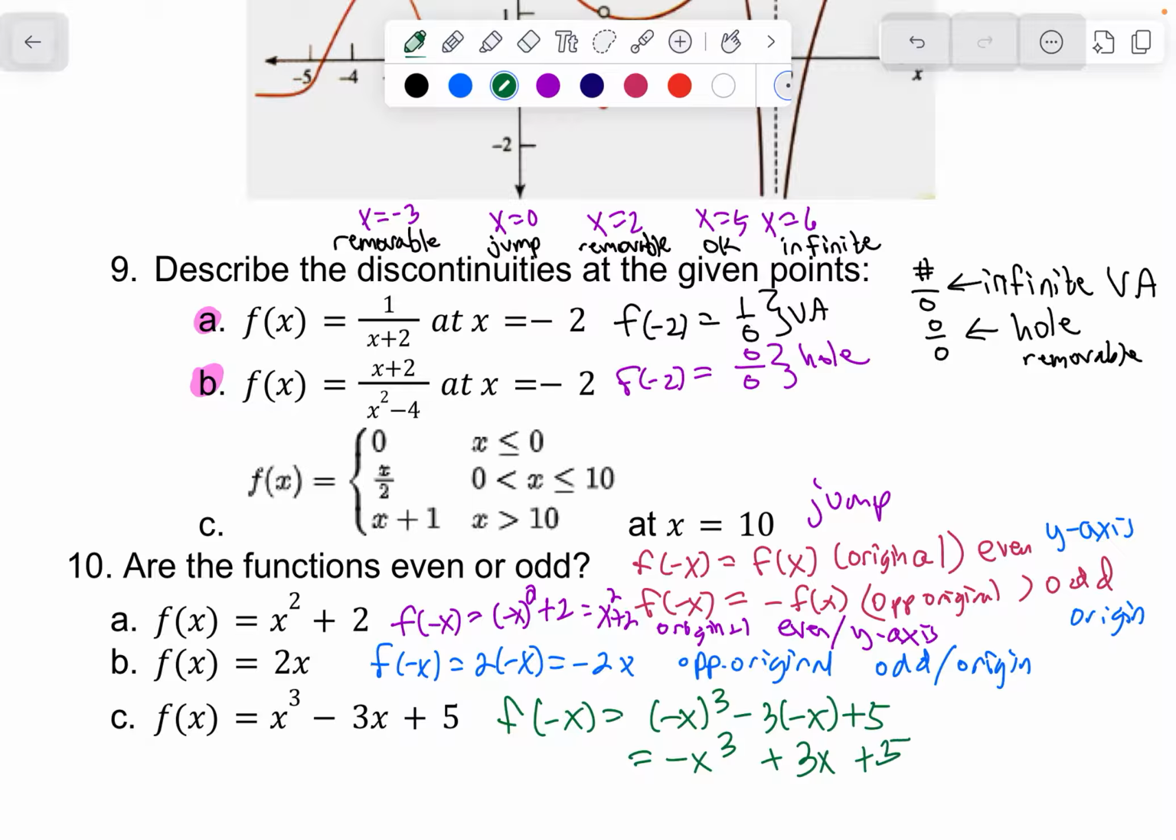Now, it doesn't match the original. Just compare it. I always go first in my brain: does it match the original? Nope. So it's not even. Then I say, are all the pieces the opposite of the original? Opposite, opposite. Ooh, that piece isn't. So it's not anything special. It's neither. It's not even. It's not odd. And you can check those as you're doing your math. If you throw them into Desmos, now you can't use that on the test, but the top one, A, is foldable over the y-axis, so it has y-axis symmetry. B is origin symmetry. C is neither.